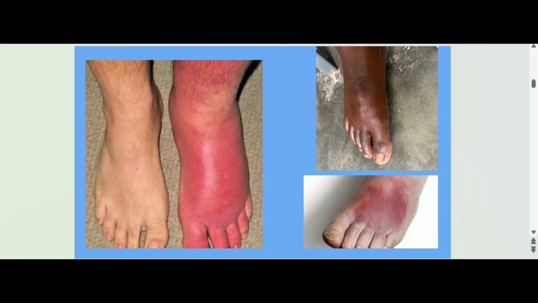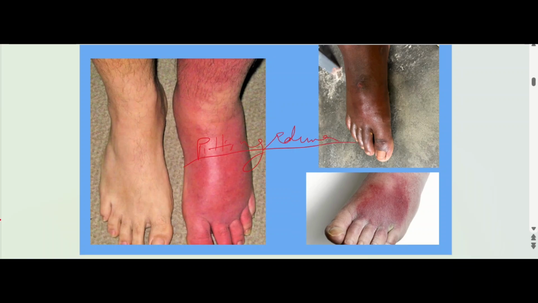This is a picture showing cellulitis of lower limb. The first one, you can clearly see all the clinical features that I have mentioned. Here you can see the left lower limb is red, shiny, edematous. You can see this is swollen than the right limb, and on examination you may find pitting on pressure. So we can also get pitting edema.